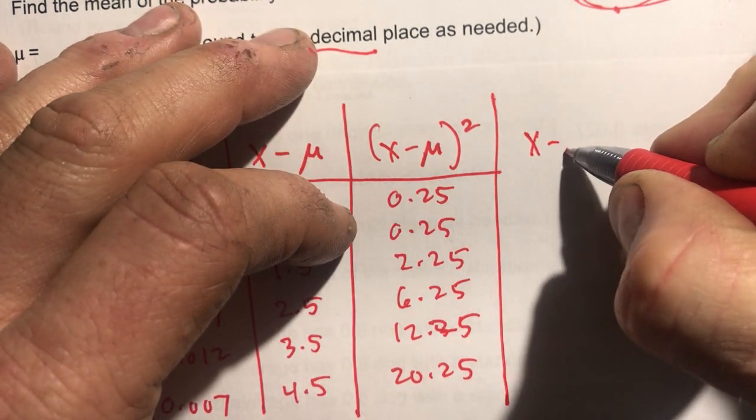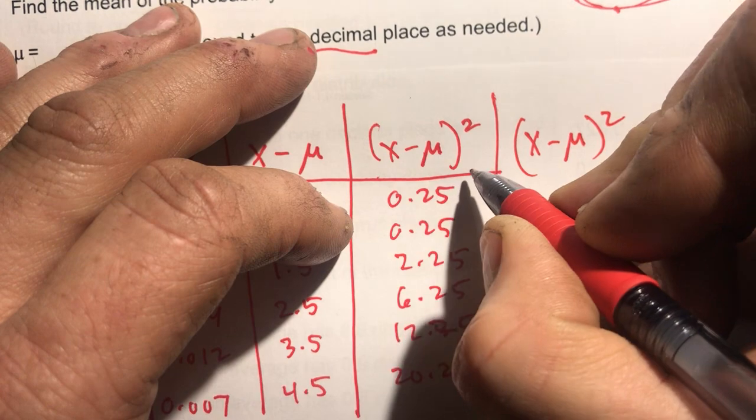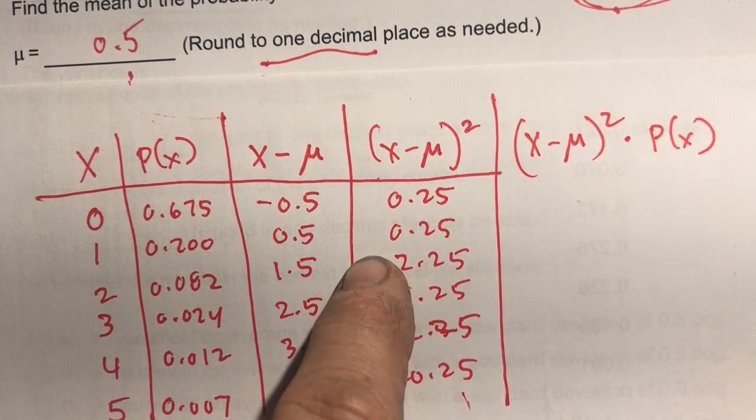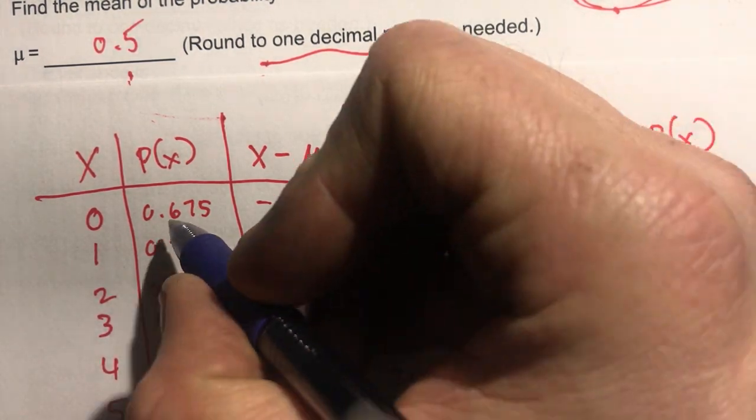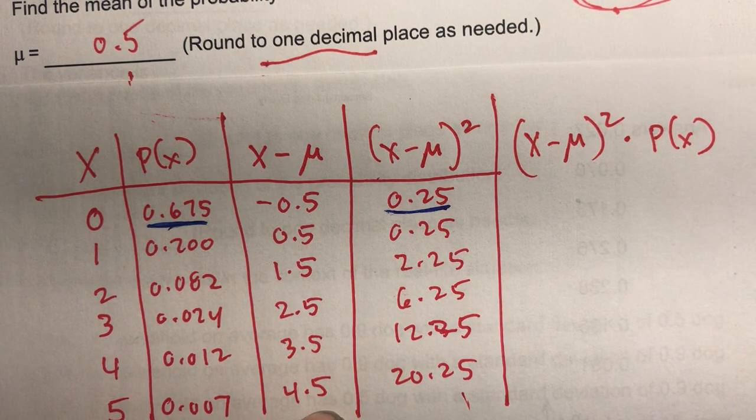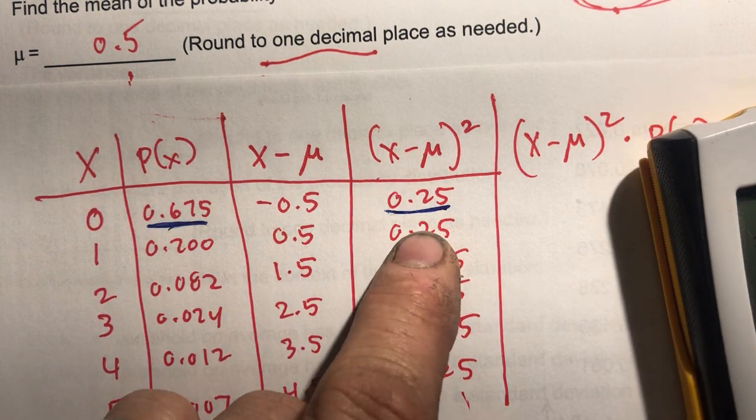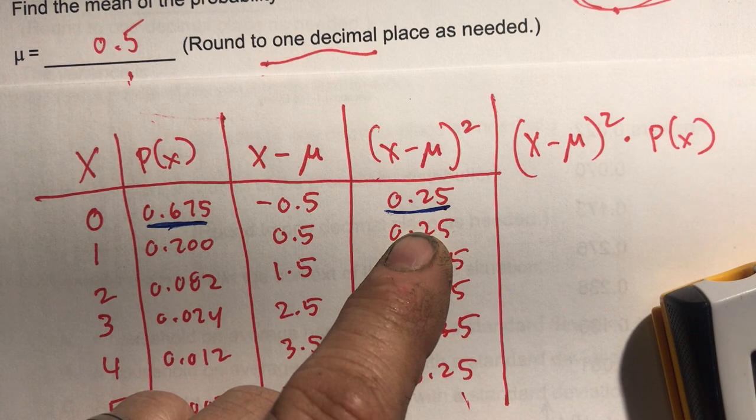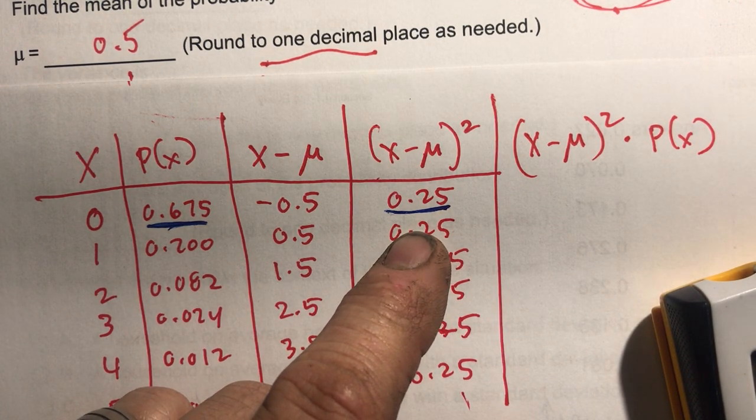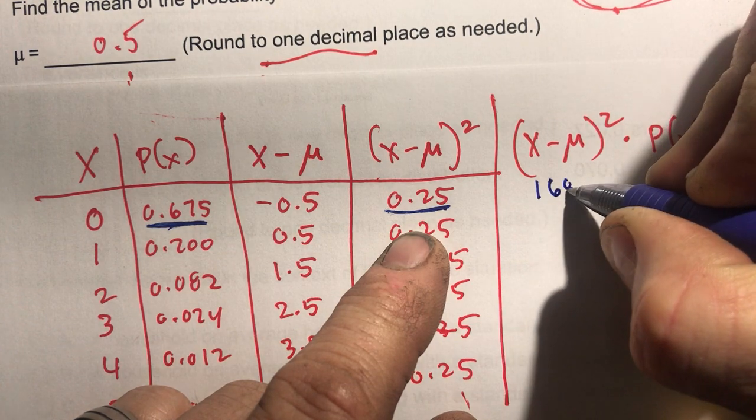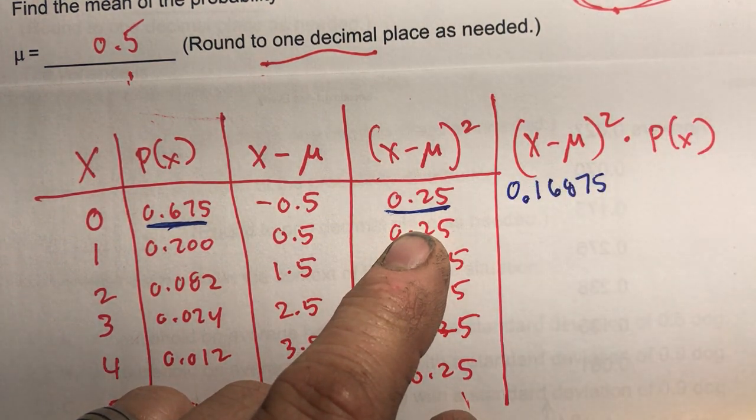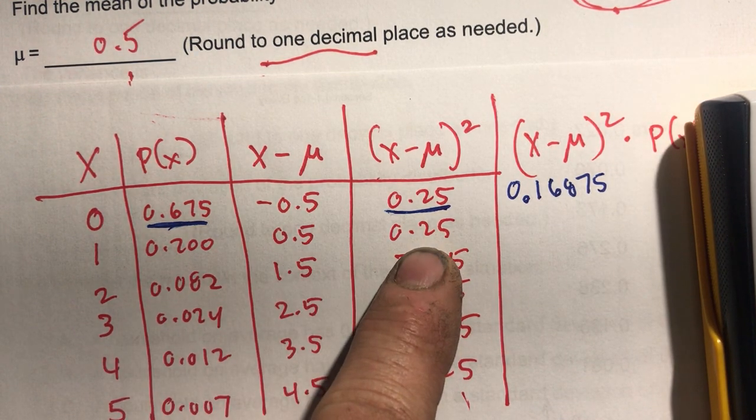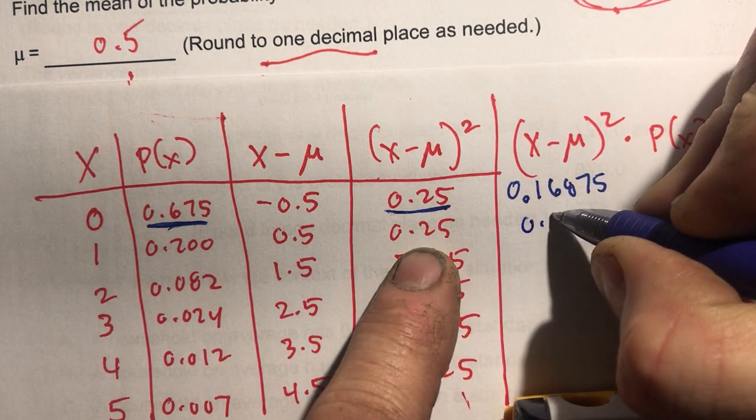Now you've got to take x minus mu squared, which is what this is, and times it by the probability of x. So basically, I'm going to take this number here times that number there, all the way down. So in doing this, 0.25 times 0.675, that's going to be 0.16875. Now I'm going to do 0.200 times 0.25, and that's going to be 0.05.